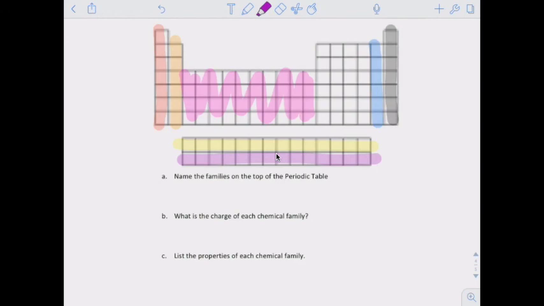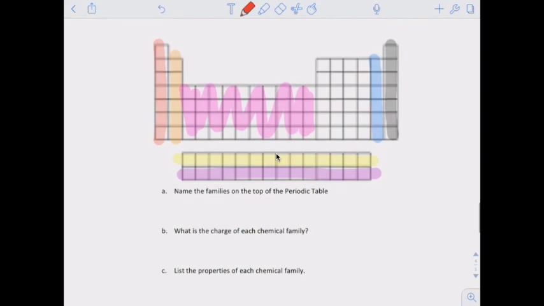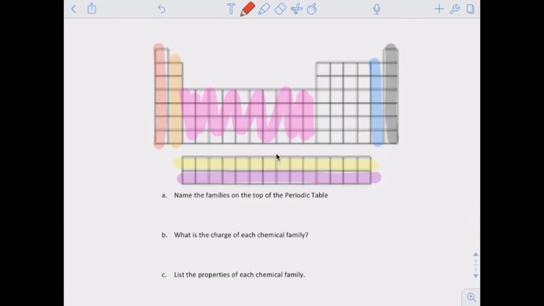So on B it says what is the charge of each family. This is really important to learn and memorize, because we'll use it a lot later on. So this is +1, +2, skip all the way over. This is +3, and then plus or minus 4, and then -3, -2, -1. And then the noble gases have an overall charge of just 0.